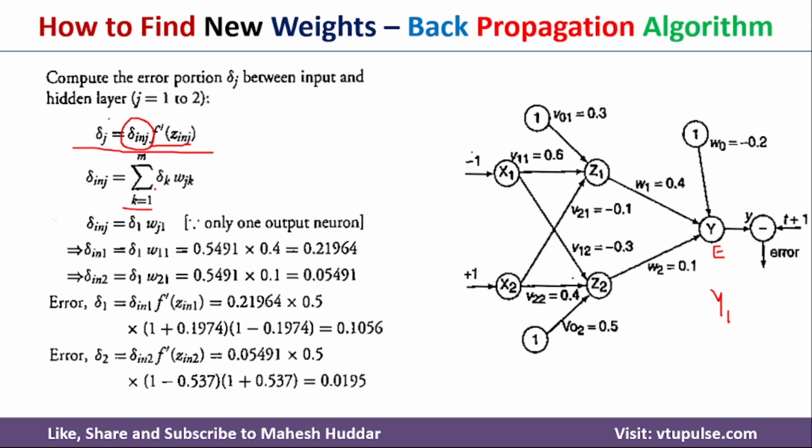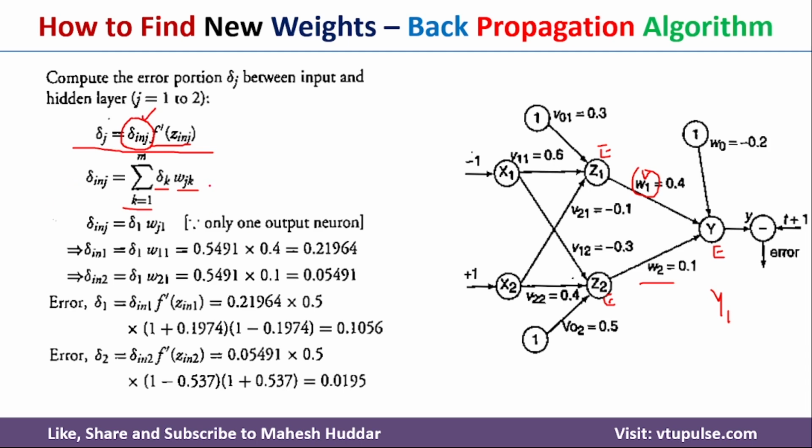Multiplied by what? Delta k, that is delta 1 here, the output layer error in this case, multiplied by the associated weight. So if you are propagating error from this layer to this layer, you need to multiply this error term with respect to w1, and you will get the error over here. Similarly, if you want to propagate it this side, the error is multiplied by w2, and you will get the error over here. That is the meaning of this delta in j.